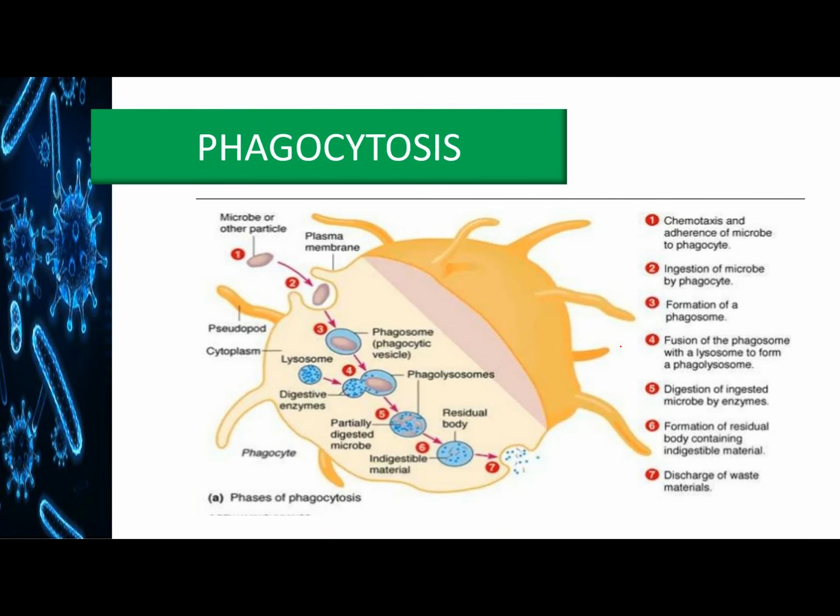So ito yun. So: chemotaxis and adherence of microbe to phagocyte, ingestion of microbe by phagocyte, formation of phagosome, phagosome fusing with a lysosome forming your phagolysosome, digestion of ingested microbe by enzyme, formation of residual body containing indigestible material, discharge of waste materials. So do take note of the process, class. Na-discuss ko naman na to, so I won't elaborate much on it.